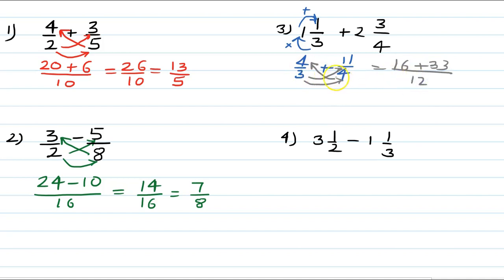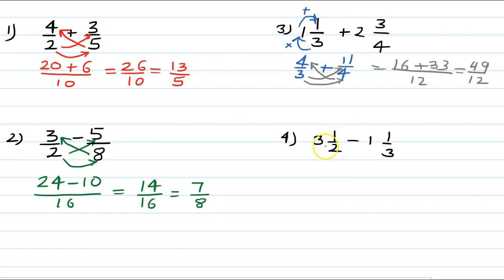So basically you're multiplying u and uu. If you add 16 plus 33, it will be 49 over 12. Is there any times table in which 49 and 12 come? You can simplify, but there is no times table in which 49 and 12 are coming, so let's leave it. But if you want, you can change it into a mixed fraction.